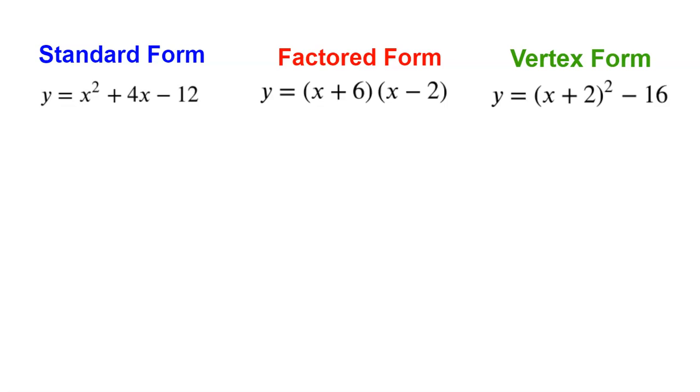Today we're looking at three forms of a quadratic equation. The first is standard form, the second is factored form, and the third is vertex form. All three of the equations you see here are really the same quadratic function, but it has been written in different forms. Each form reveals something different about the function.